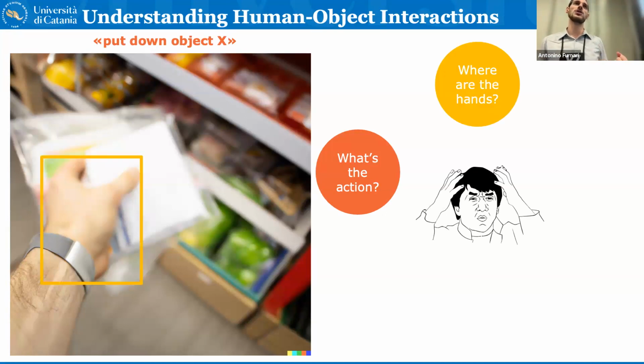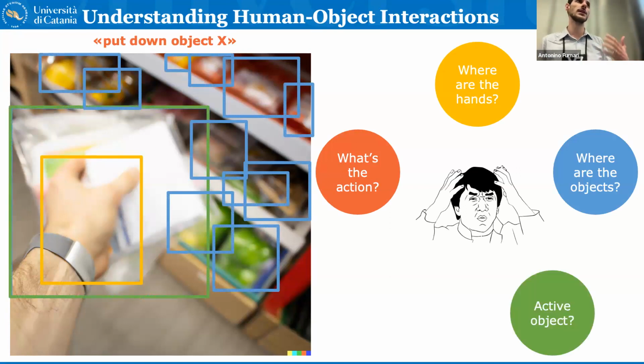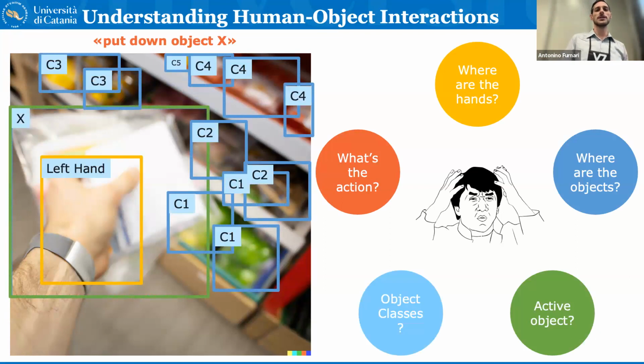Where are the hands, which give you information on what the interaction is, or what objects are being grabbed or not? Where are the objects present in the scene? Which of these objects are being actively manipulated by the person, and what are the classes of the objects? These are classical questions that you can try to answer and that the community has been focusing on.